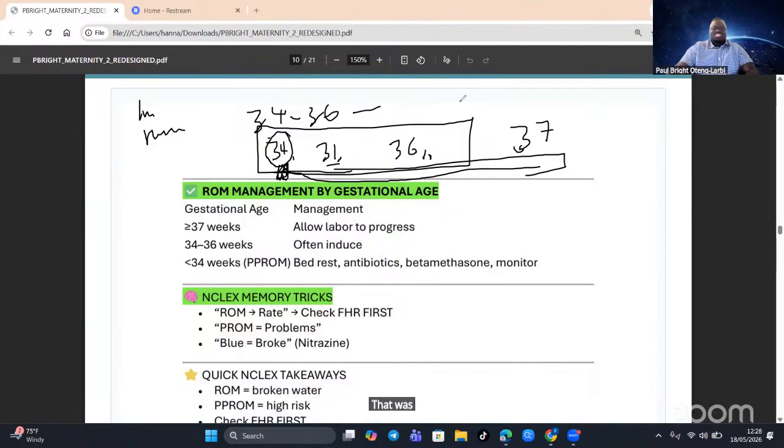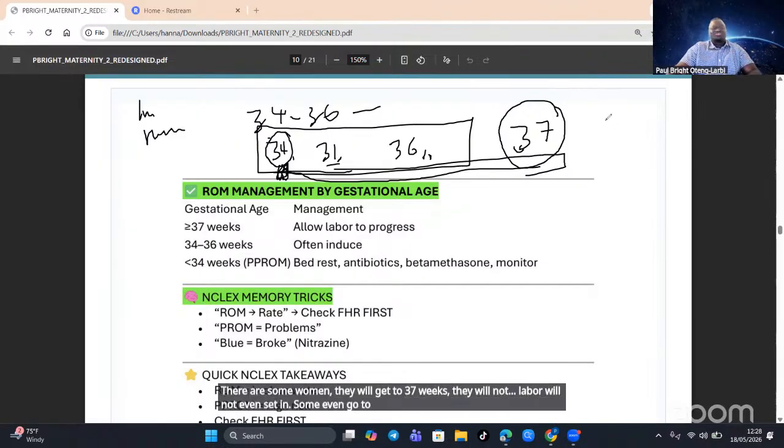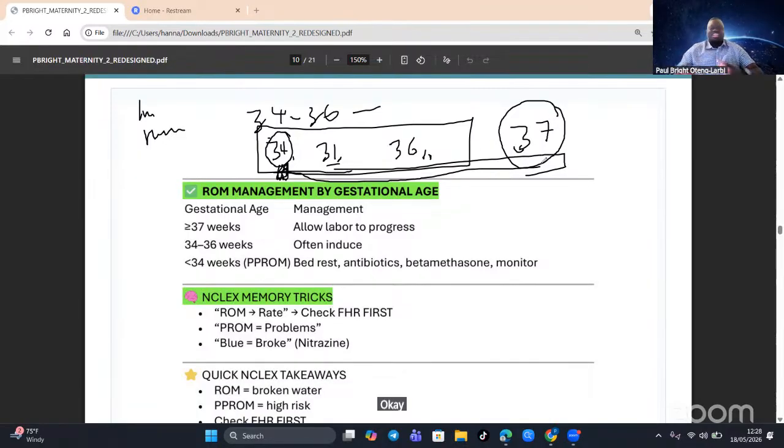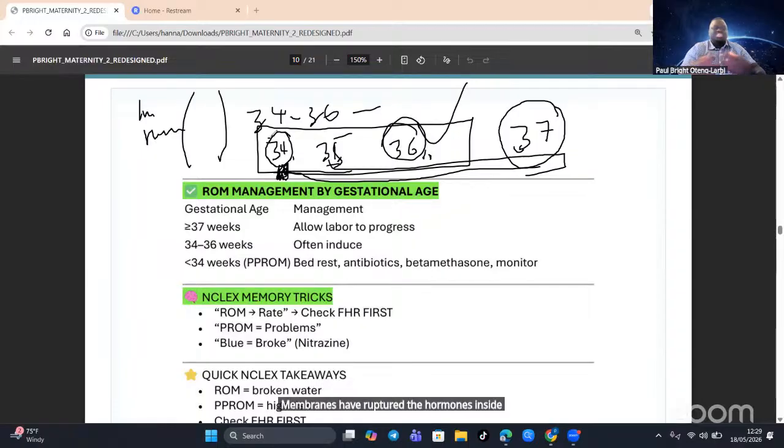There are some women who will get to 37 weeks and labor will not even set in. Some even go to 40. Don't even try 40, 40 is too far. So you can play around again, 35, 36. Hit 36, I can deliver the baby. At this stage the membranes have ruptured, and the hormones inside the amniotic fluid are inducing the uterus to contract.